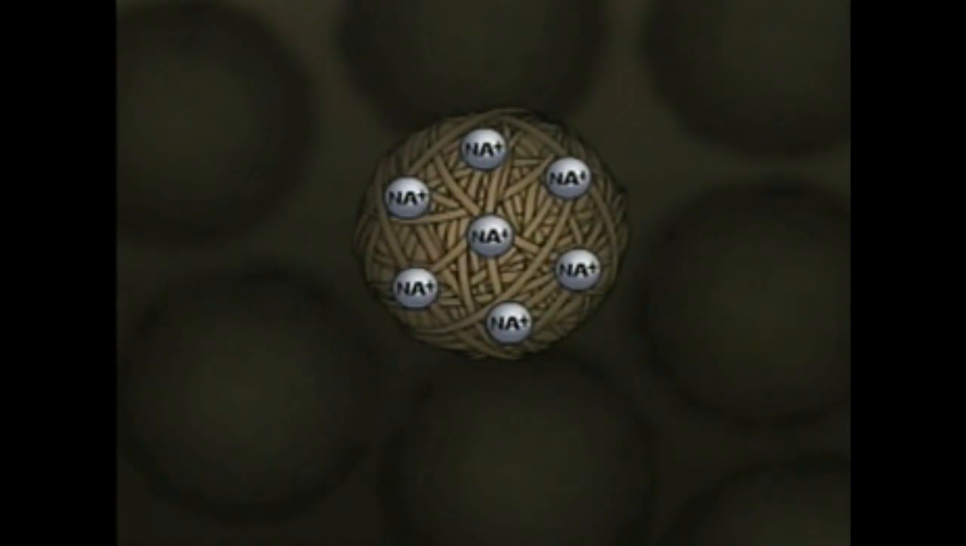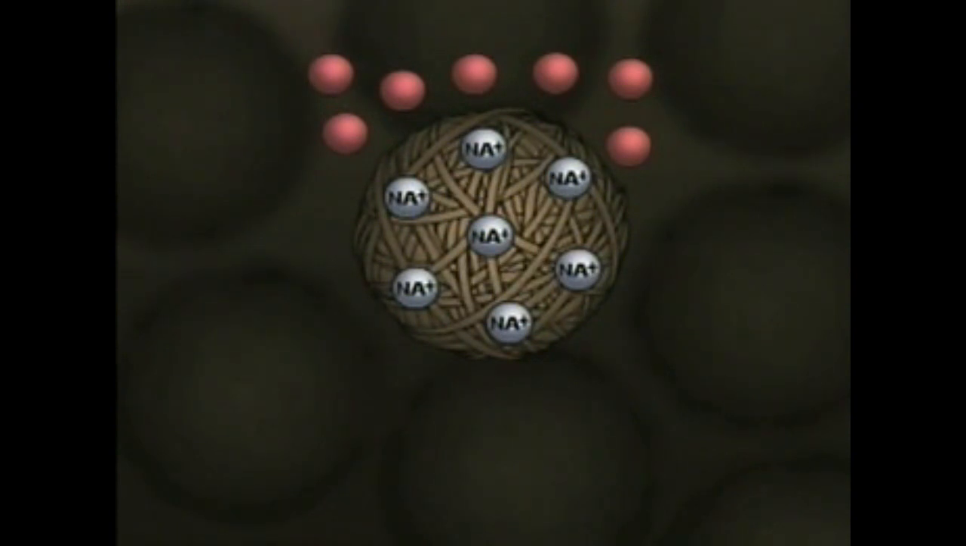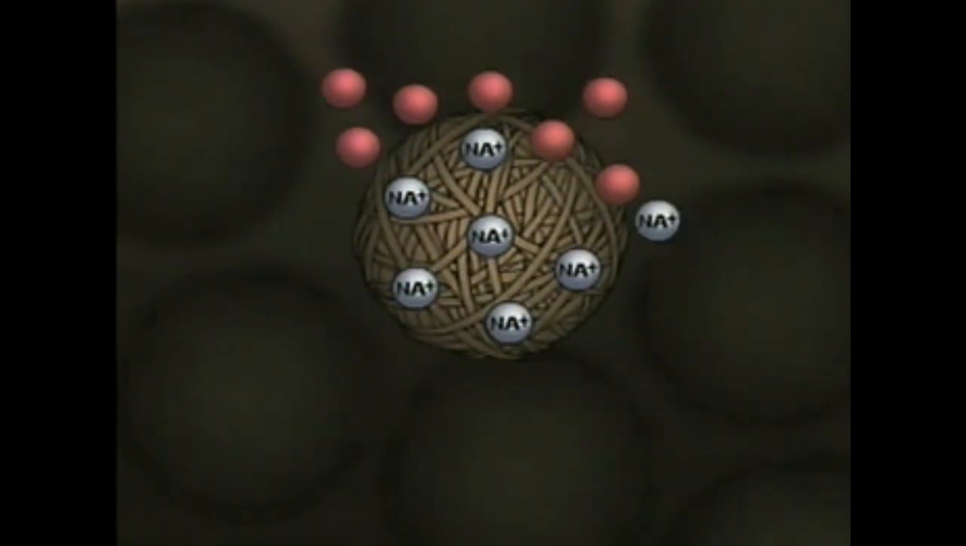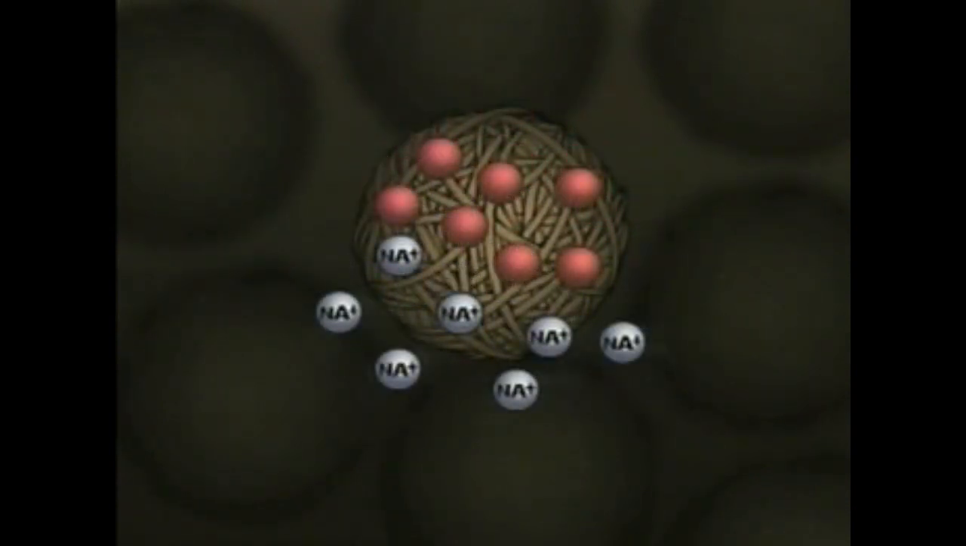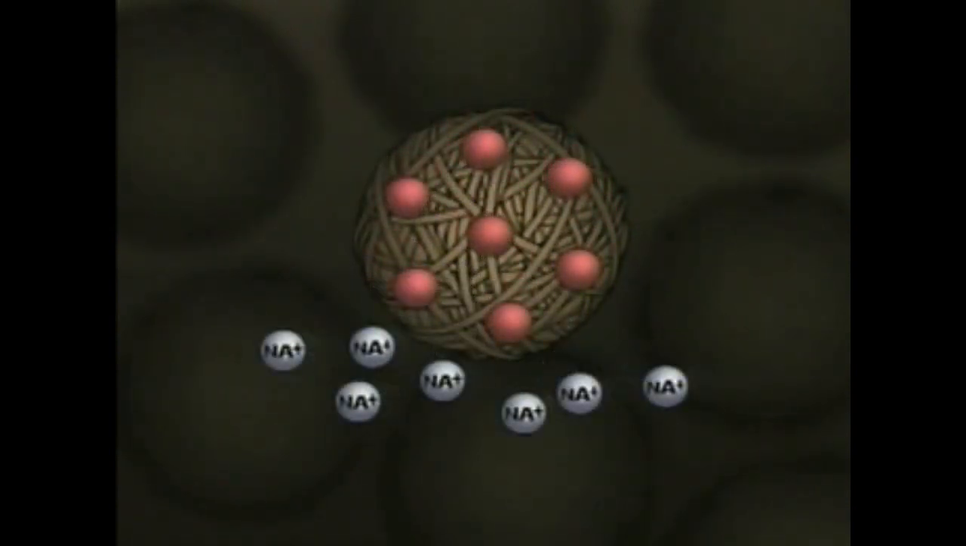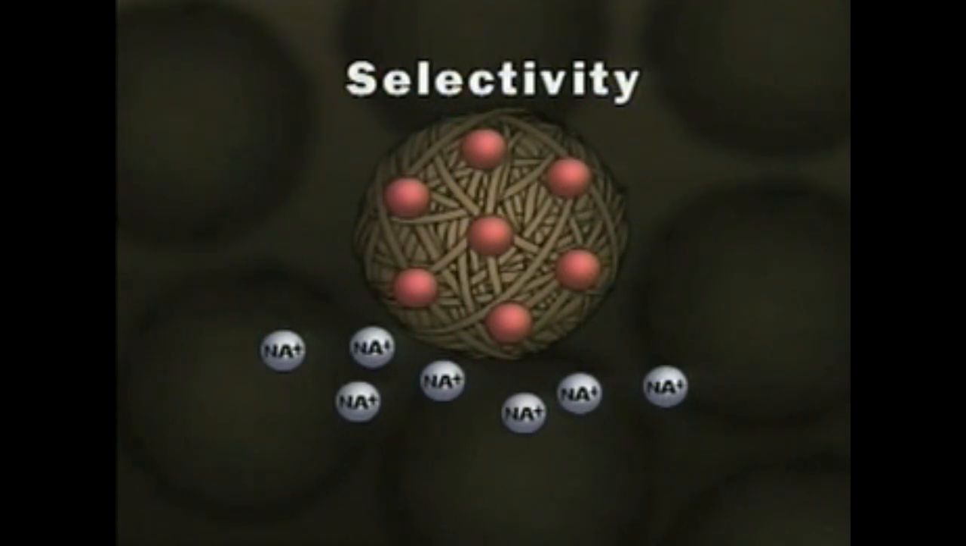When the water contacts the resin beads, the calcium and magnesium ions in the water, the hard ions, compete with the sodium ions to occupy the charged sites. The hard ions have a stronger attraction to the sites than the sodium ions. Because the hard ions have a stronger attraction to the sites than the sodium ions, they replace the sodium ions on the resin beads. This exchange of ions occurs because of a property called selectivity.